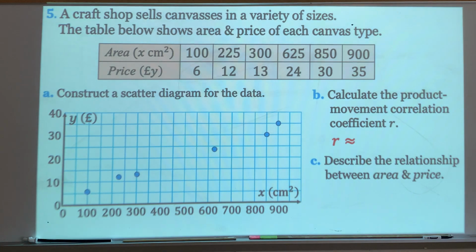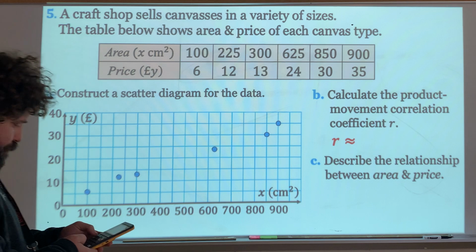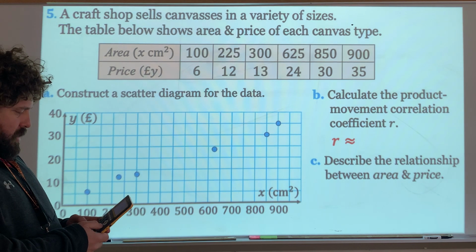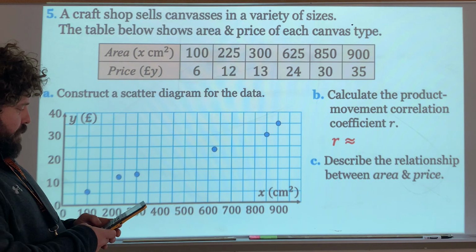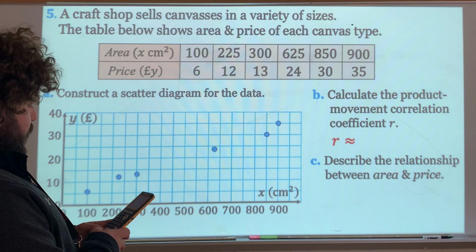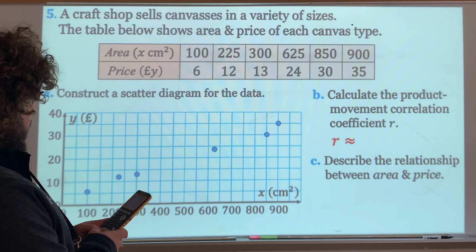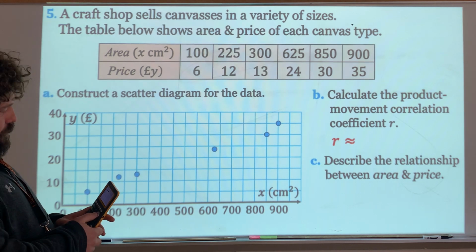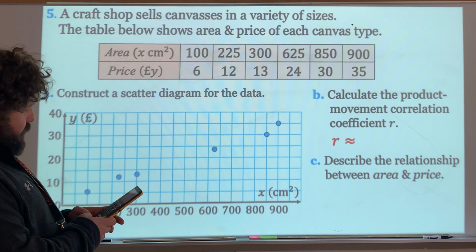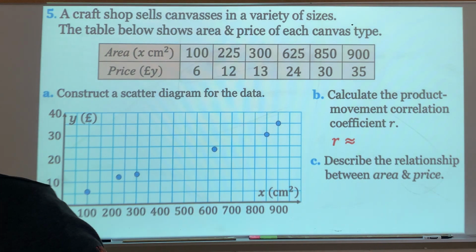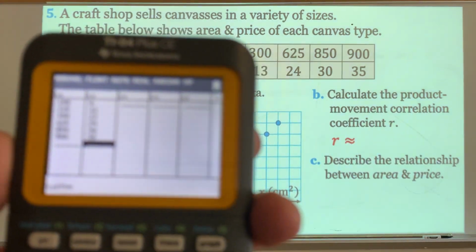All right, so I made this scatter diagram. I'm going to calculate the product moment coefficient. Second mem, I'm going to clear all my lists. Sorry, I'm starting to hit a wall right now. Stat, edit. 100, 225, 300, 625, 850, and 900. We got 6, 12, 13, 24, 30, and 35. Bam.